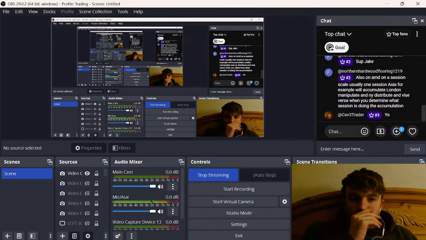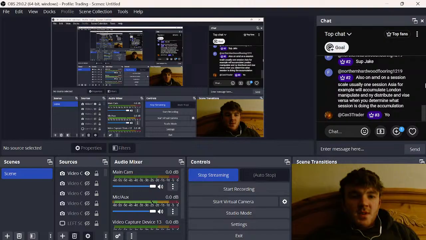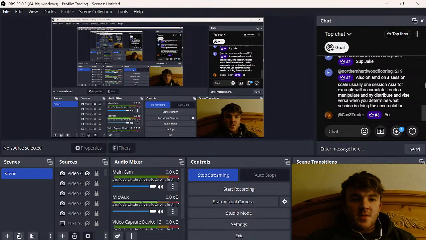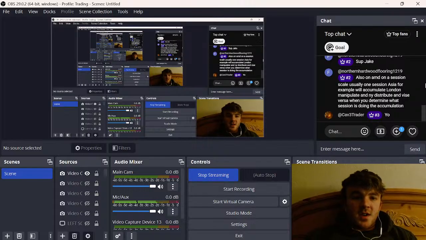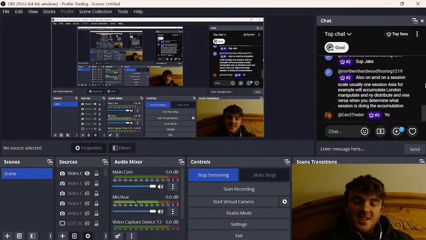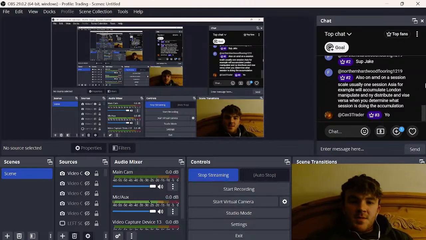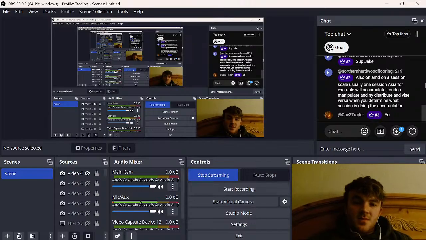Also, on AMD, on a session scale, usually one session, Asia for example, will accumulate, London manipulate, and New York distribute, or vice versa, when you determine what session is doing the accumulation. Exactly. You get it. The low time from AMD is also the high time from AMD, and vice versa. Usually either we'll get a London manipulation, New York distribution, or we'll get a New York manipulation.